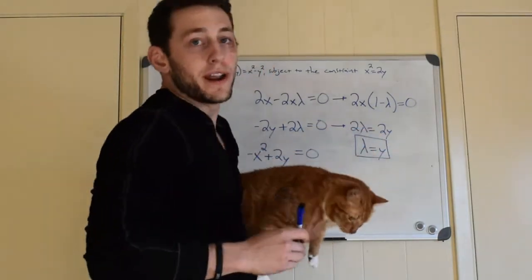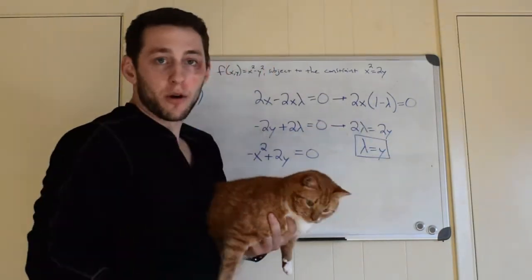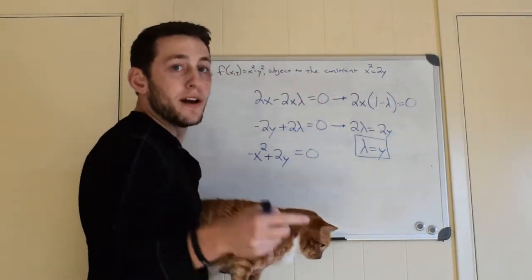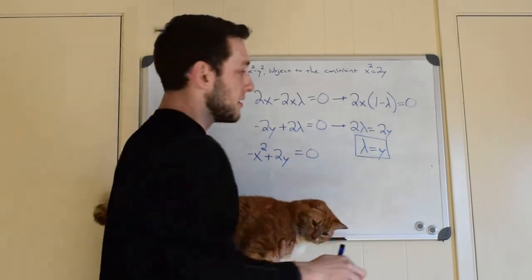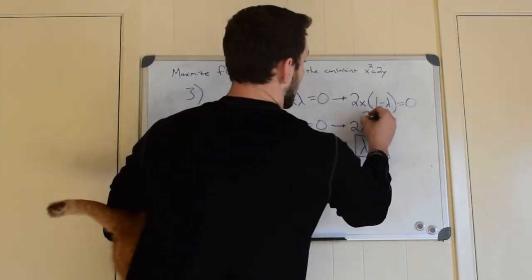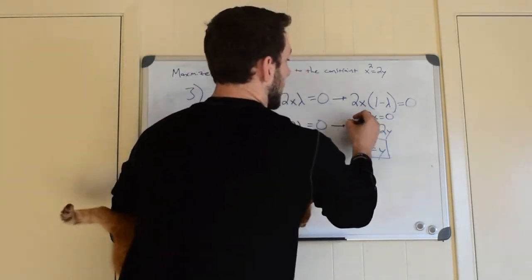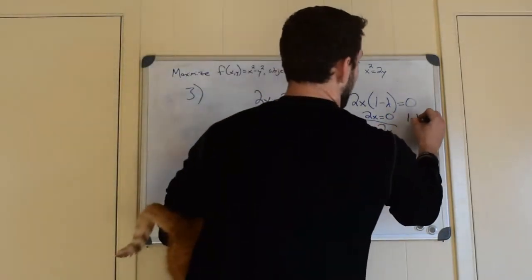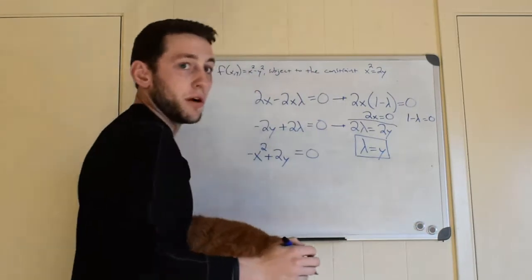Whenever I have two variables equal to 0, what I do with that is I set each equal to 0. And that gives me two possibilities. So either 2x equals 0 or 1 minus lambda equals 0.